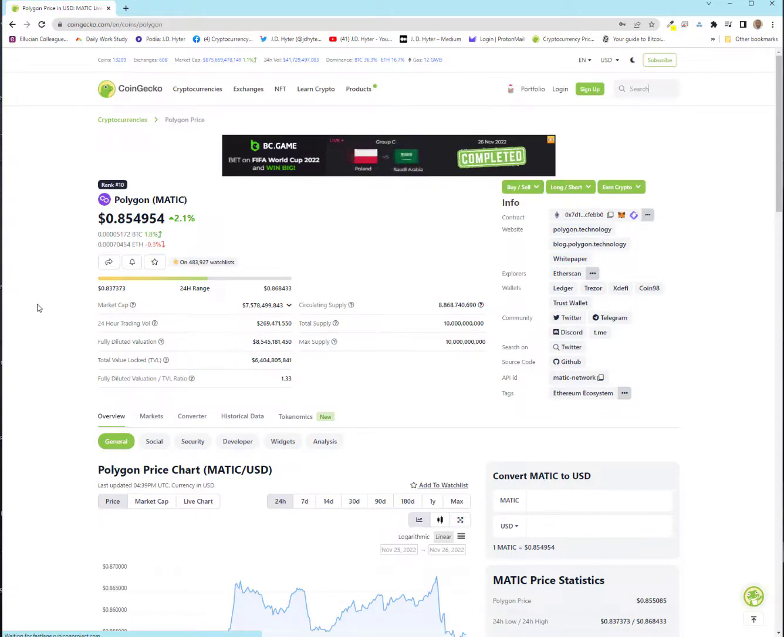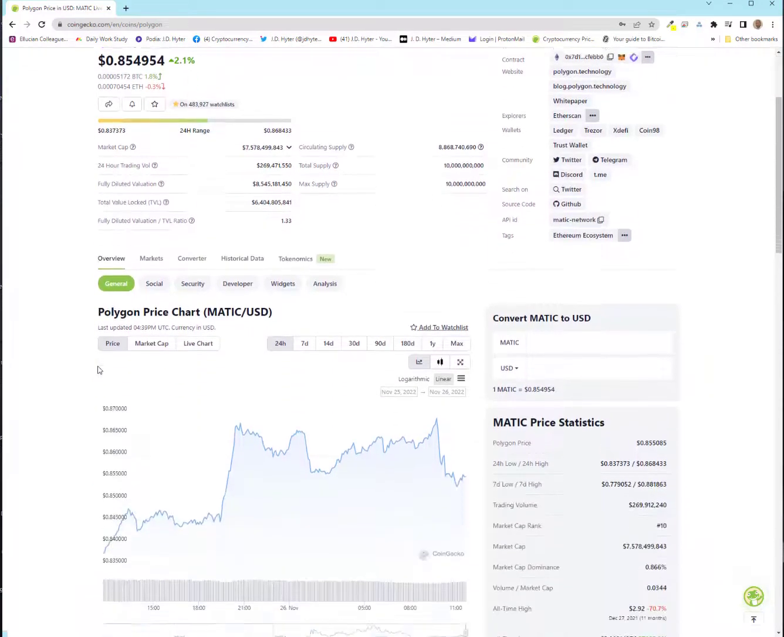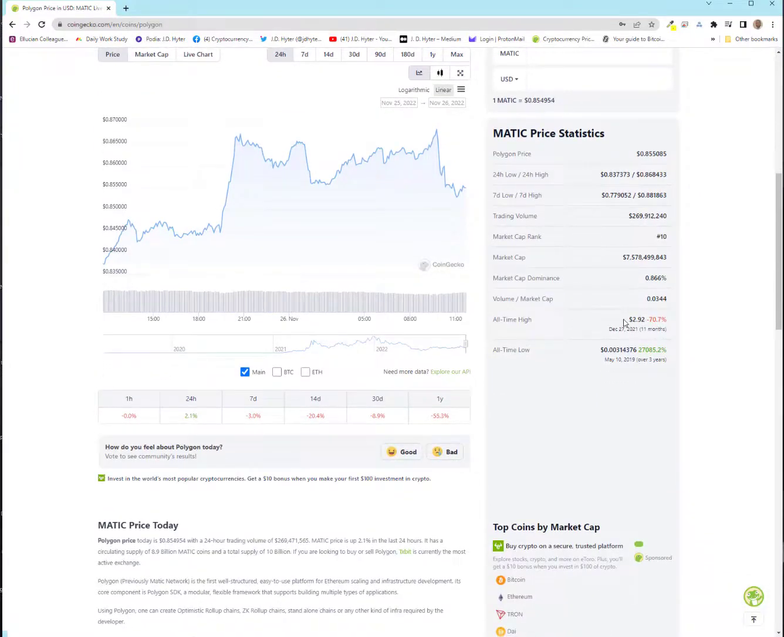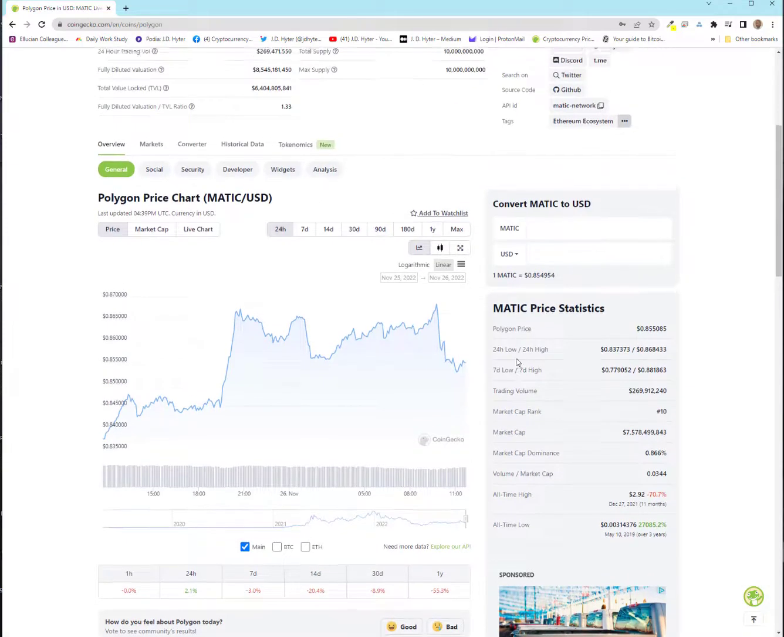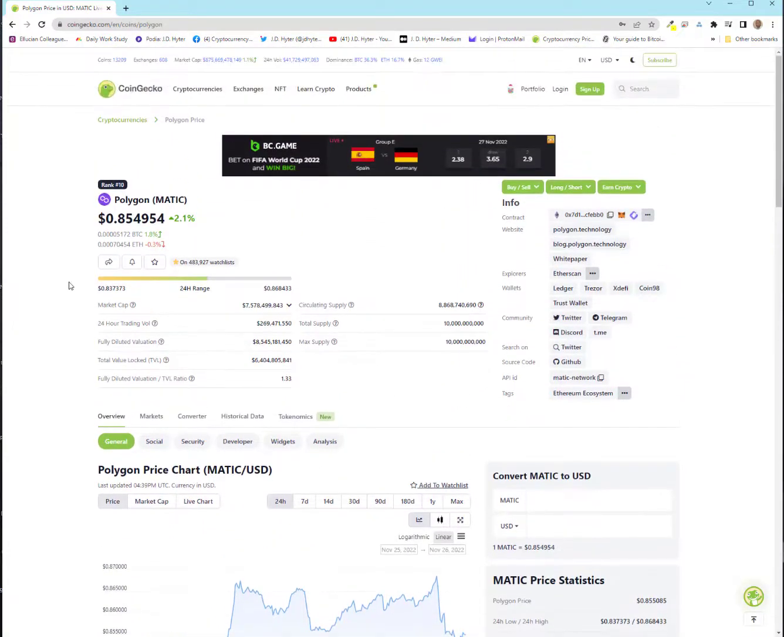So as soon as we get to Polygon, we could just look, all right, it's 85 cents. Also, since we're in a bear market right now, I like to look at what the all-time high was, just so I can know what's the potential. All-time high was 292. Again, CoinGecko gives us that information easily. So back to our tokenomics research though, we want to look at the market cap. Right now, the market cap is about 7.5 billion.